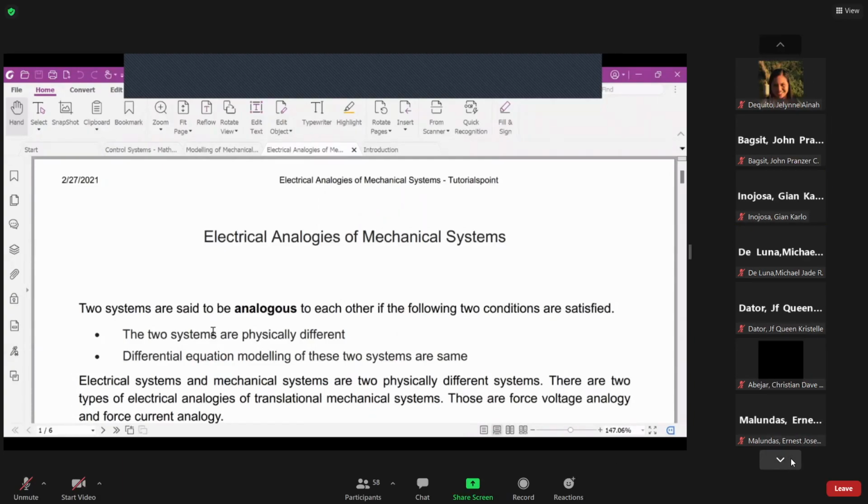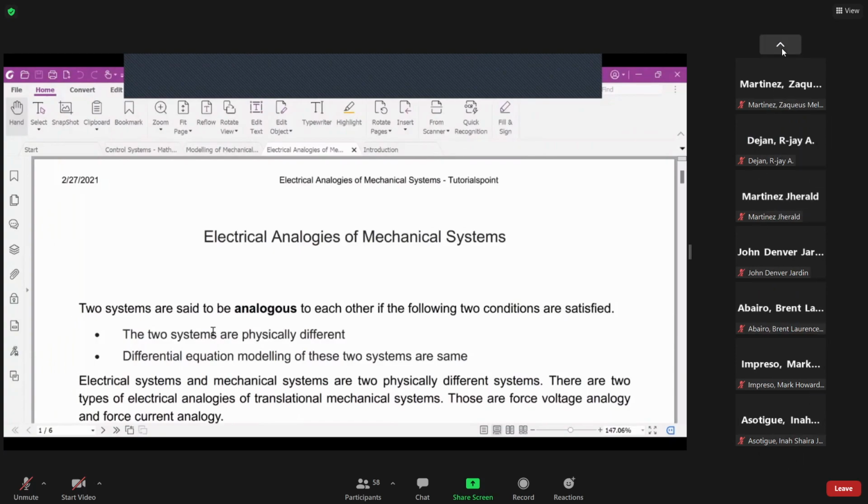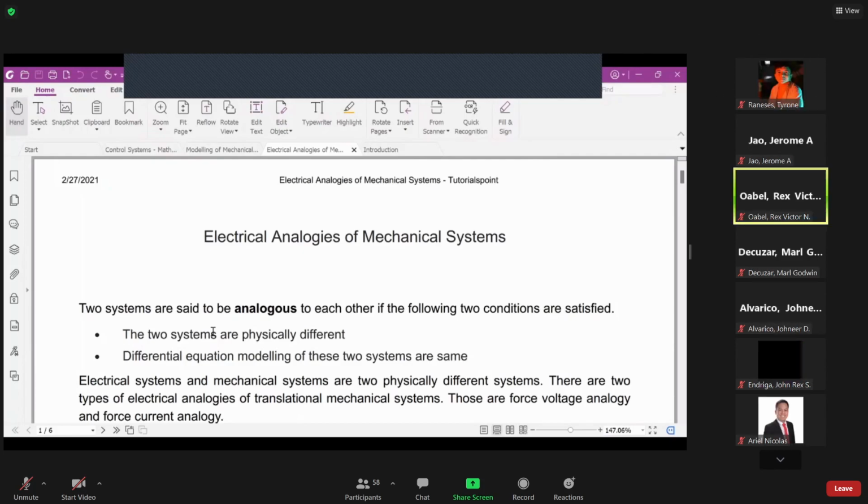So in this case, we want just to show the analysis of how we can, di ba, kanina on the first discussion natin, we show an electrical system model having different mathematical models. So we have the differential equation model of your electrical system, and then we transfer it having a transfer function mathematical model of your electrical system.